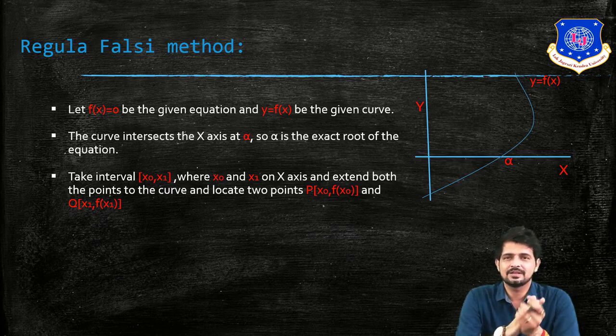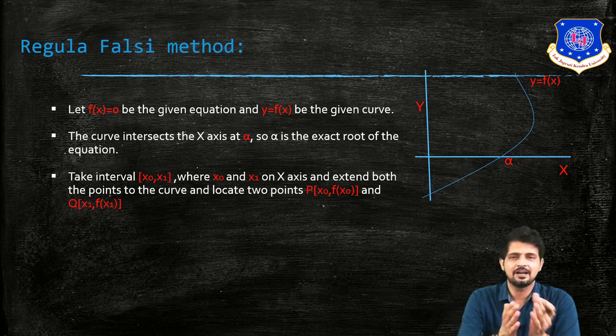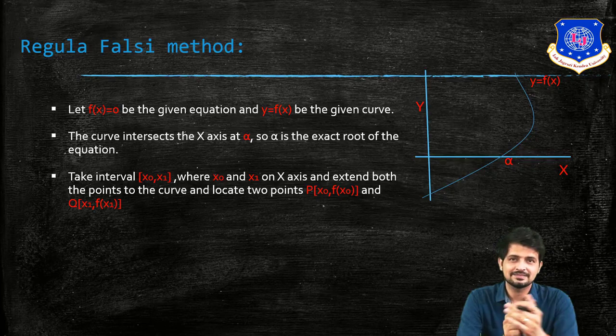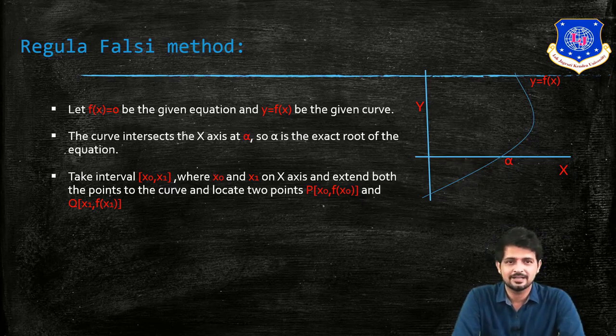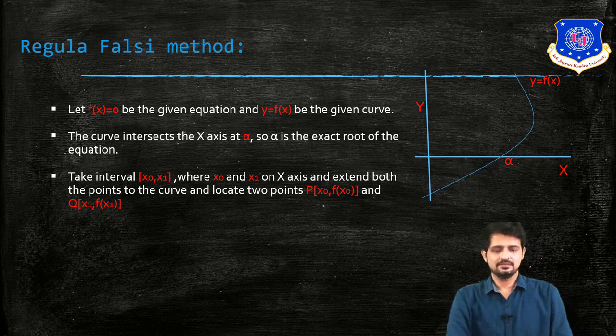Same as the secant method, in this method also we have to take two different values. Actually we can say this method is a combination of bisection and secant method. If you study it graphically, then it is the same as the secant method, and if you study it theoretically, then it is the same as the bisection method, because it is a bracketing method, right? So we have to take one interval in which the root lies.